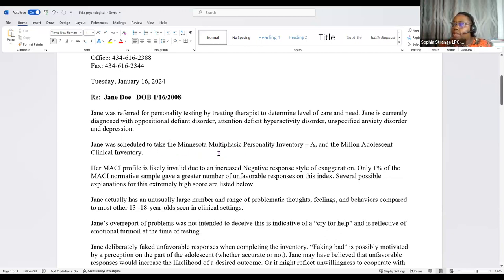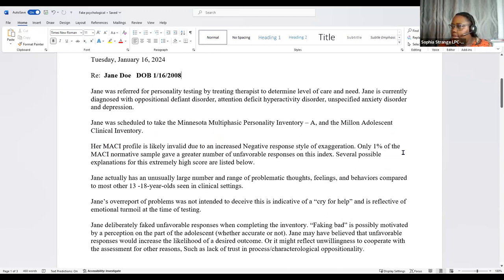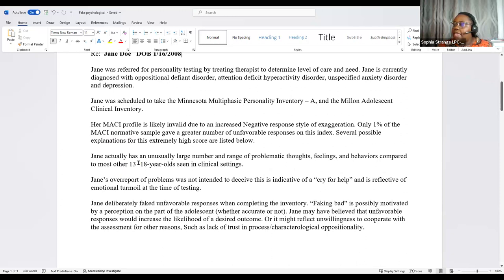She was scheduled for the MMPI and then the MACI. And then she has an unusually large number and range of problematic thoughts, feelings, and behaviors compared to most other 13 to 18-year-olds in the clinical setting. Her over-report was not intended to deceive. This is indicative of a cry for help.